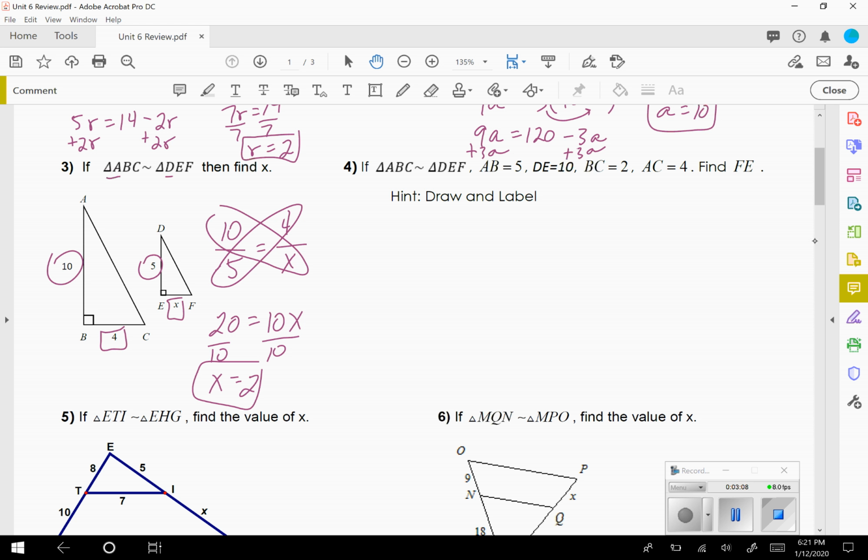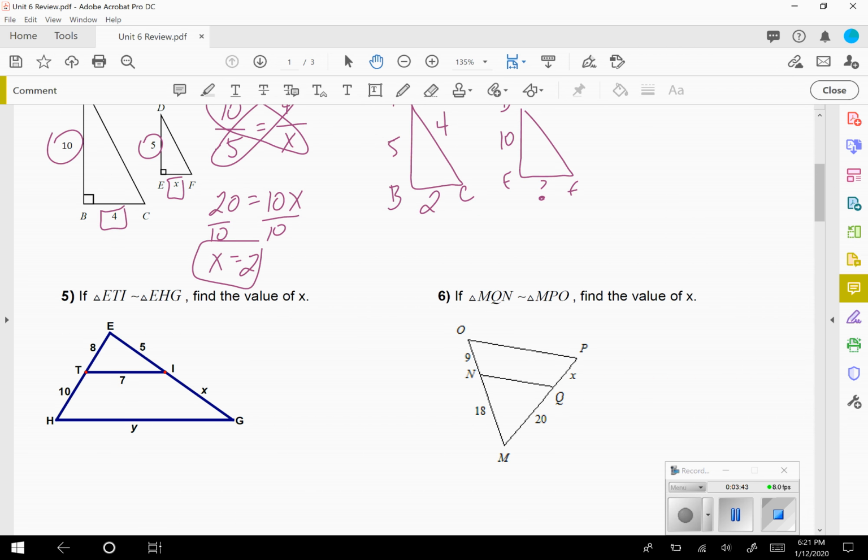Okay, on this one, again, make sure that you draw and label. So draw your triangle. Just go A, B, C. And then draw another triangle and label it D, E, F. And just go in the same order that you did. AB is 5, DE is 10, BC is 2, and AC is 4. And then they want you to find FE. So that's this guy right here. So very good. So now you just got to set up that proportion and solve it.